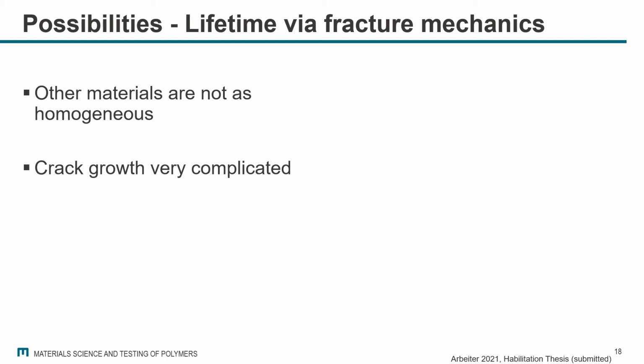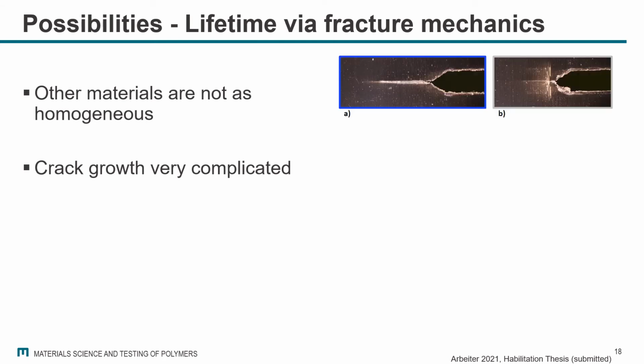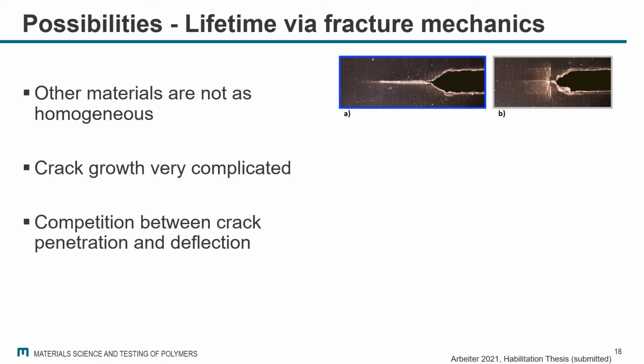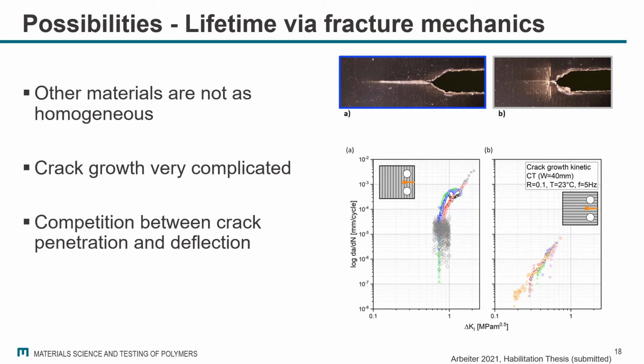Crack growth, if the material is not homogeneous, as shown in this previous study, can get very complicated, as shown in the picture here. For example, for a different printed material, where the crack should grow perpendicular to the deposition orientation. And depending on the applied load, we can see that we have here a competition, for example, between crack penetration and crack deflection. And this can lead to quite different results.